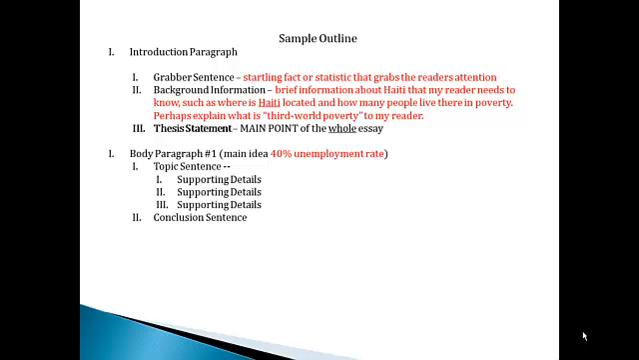So a grabber sentence. This is some type of startling fact or statistic that grabs the reader's attention. Then you have background information. I've got to have some information about Haiti that my reader needs to know. I might tell them, where is Haiti located geographically? How many people live in poverty there? Maybe I might even give a definition of third world poverty to my reader because maybe they don't know.